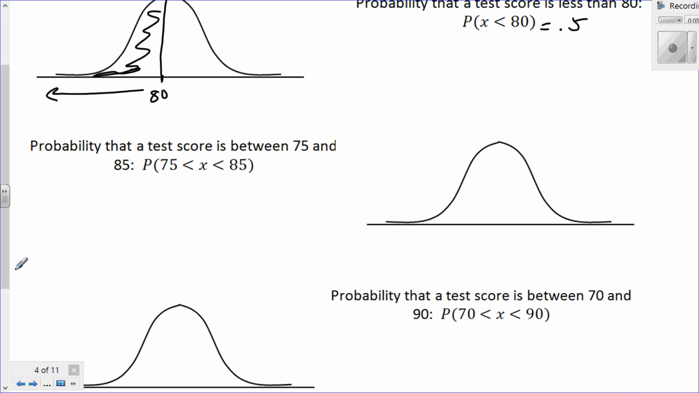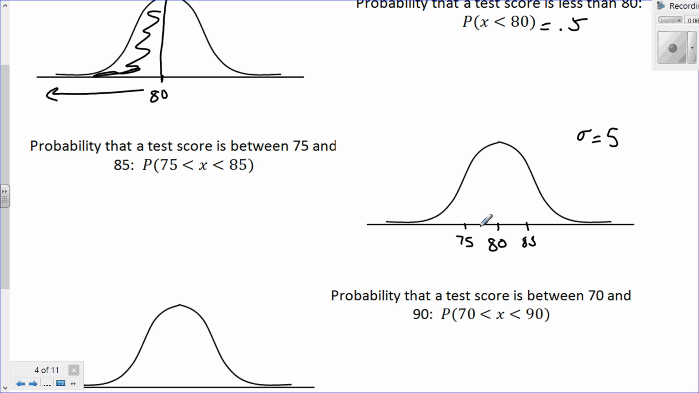The probability that a test score is between 75 and 85, again, we know this distribution is centered on a mean of 80, and we know the standard deviation is 5. I'm using sigma here to represent standard deviation. And I'm interested in the test score being between 75 and 85. So I'm interested in the probability of the test score being in this interval between 75 and 85.